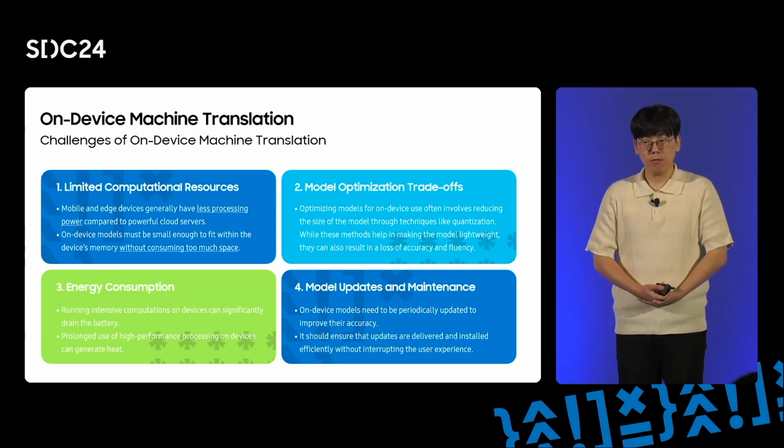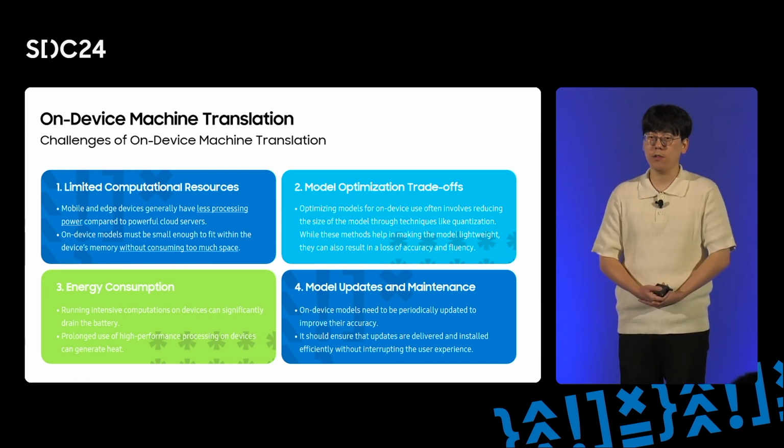On-device machine translation offers significant benefit as mentioned in the previous slide, but it also comes with several challenges. First, we have limited computational resources. Mobile devices generally have less processing power compared to powerful cloud servers. This can lead to slower translation speeds and reduce the translation accuracy.